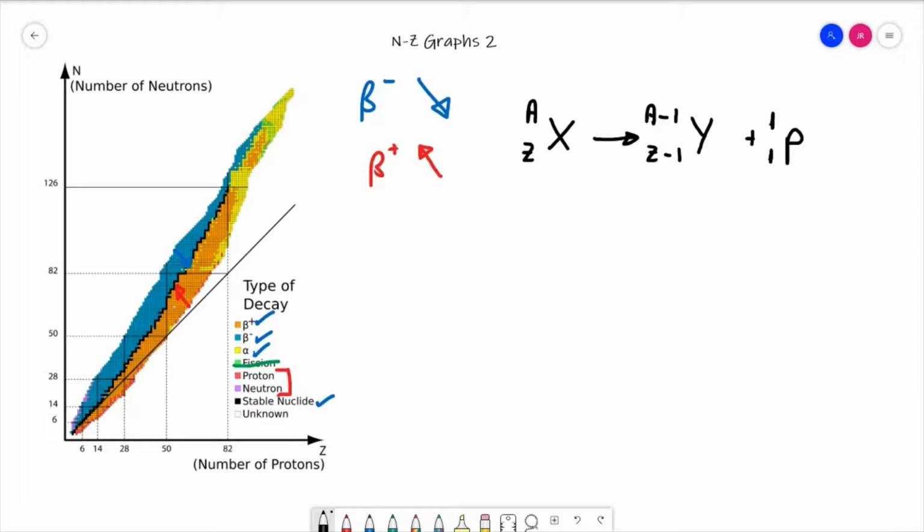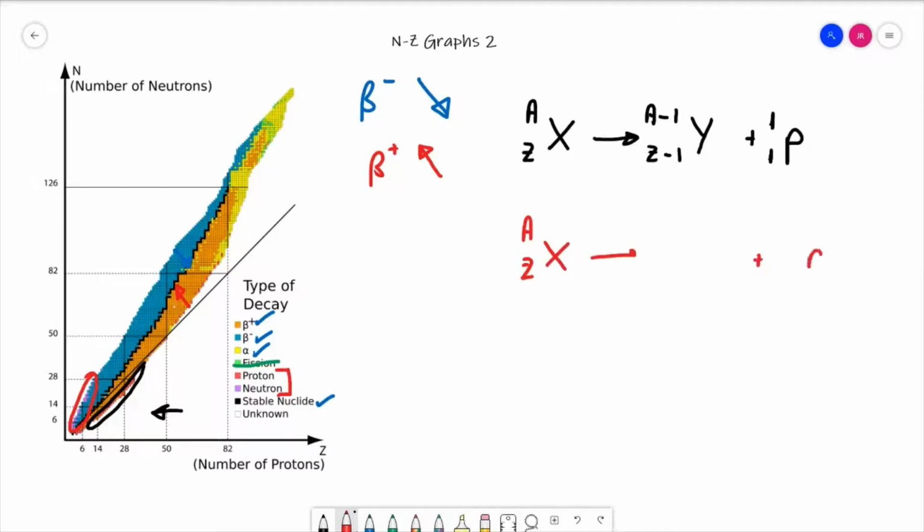Now from the NZ graph we are just emitting a proton, and therefore we're moving 1 step to the left on the graph. You can see that in the slightly darker pink, which is in this region down here, is where proton emission occurs. Neutron emitters are normally in this region here, and for neutron emission, AZX.